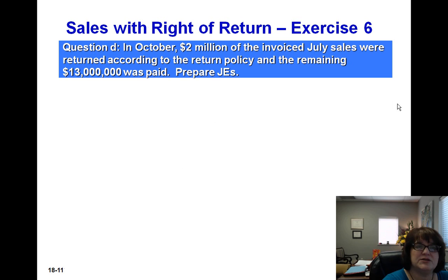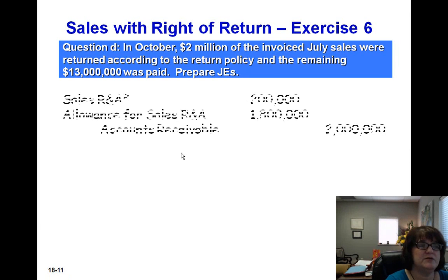Question D asks you, in October, assume that $2 million of the invoiced July sales were returned according to the return policy, and the remaining $13 million was paid. You're asked to prepare the journal entries. Okay. All right, so we set up an allowance for $1.8 million. And we missed a little, but that's the one thing you know with certainty about an estimate, is that it's not going to be correct.